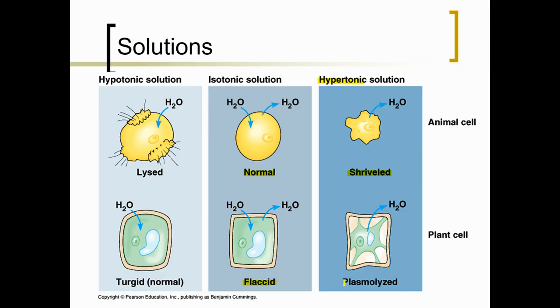Now in plants, it does shrivel and shrink, but they have a cell wall that we don't have to worry about. And so what happens is that cell membrane, when it shrivels, see how it kind of pulls away? That's called plasmolysis. Okay, so it's still shriveling, it's still the same basic concept, but it actually has the pulling away of that cell membrane, which is plasmolysis.